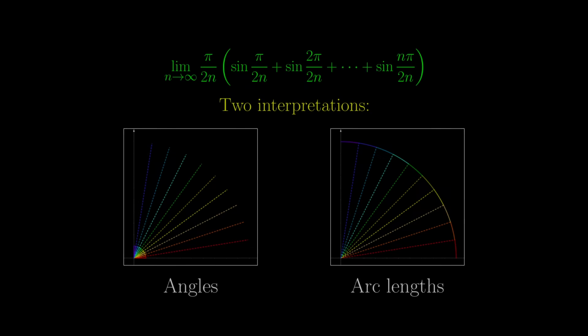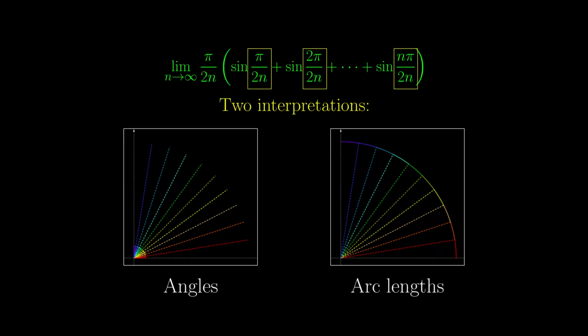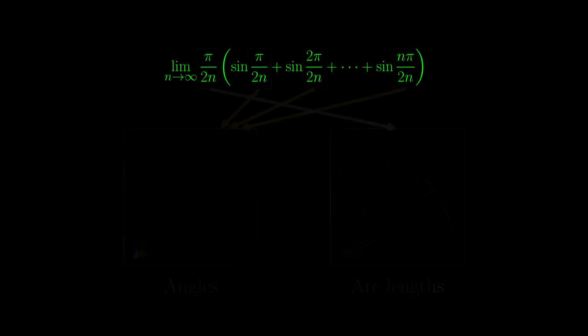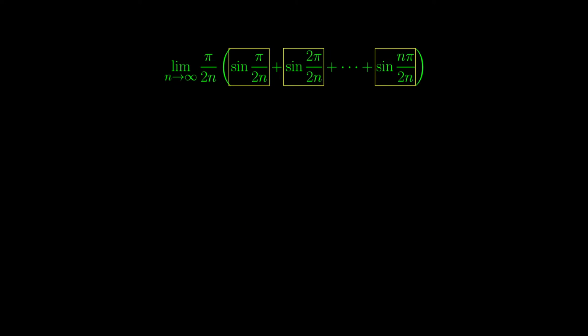Okay, but how does knowing the two different interpretations help us with the limit? Now, the argument of the sine function in geometry can only be an angle, so these pi over 2n will correspond to the interpretation as an angle, while the pi over 2n in the white box will correspond to the interpretation as the arc length.